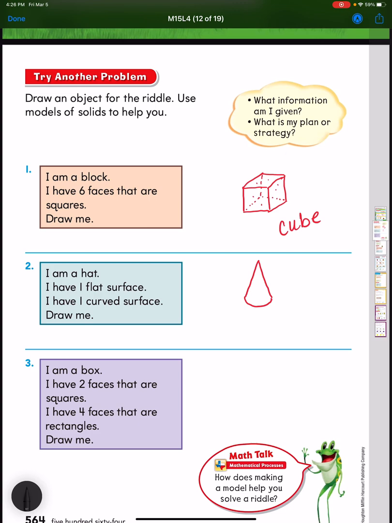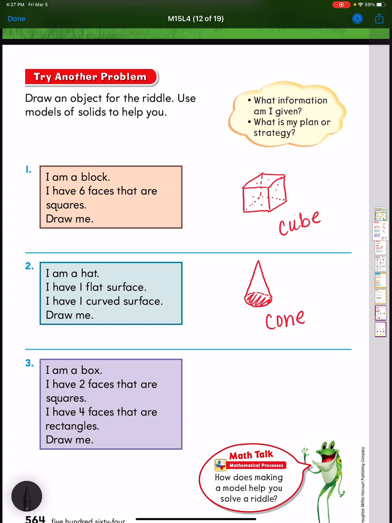So there is my cone. A cone, like a party hat, 1 flat surface, 1 curved surface. This one down here on the bottom is my flat surface. Number 3, I am a box. I have 2 faces that are squares. I have 4 faces that are rectangles. Draw me. So there's my rectangular prism, shaped kind of like a shoebox.